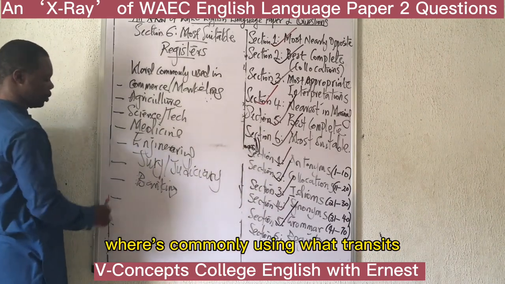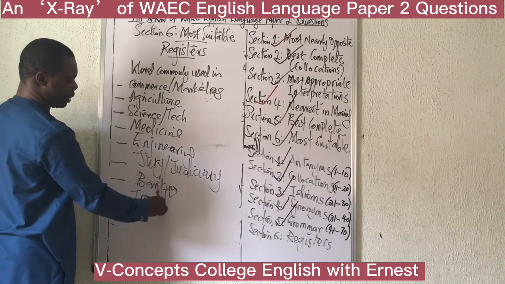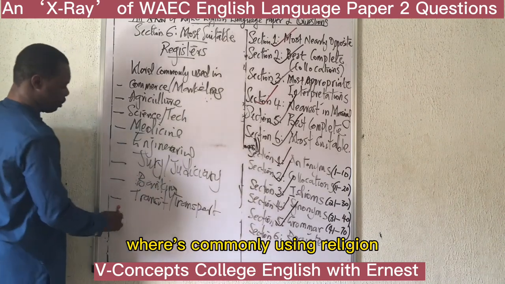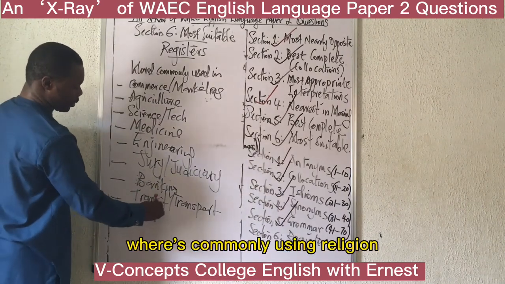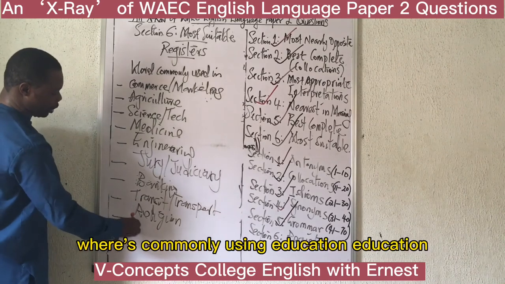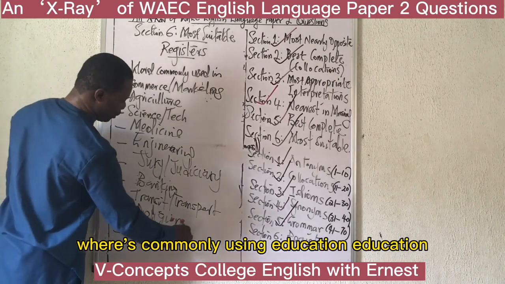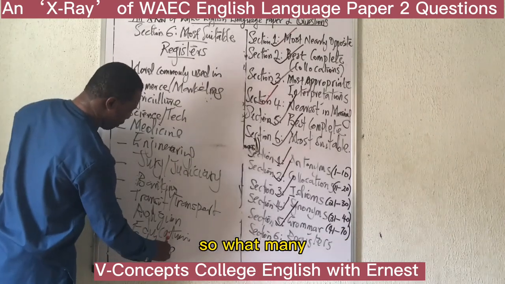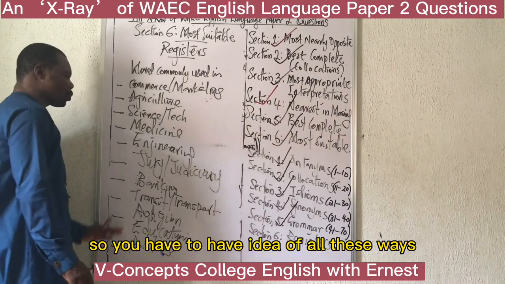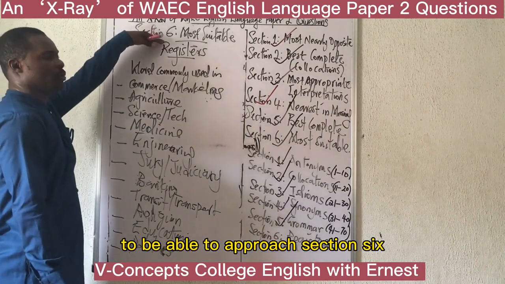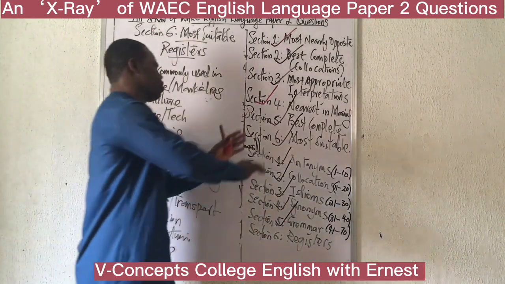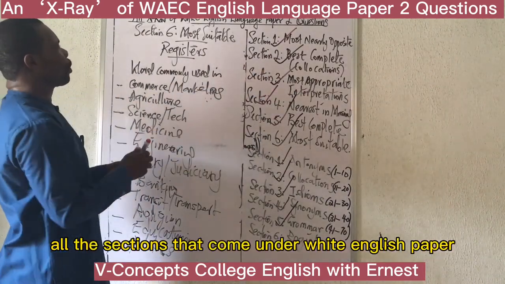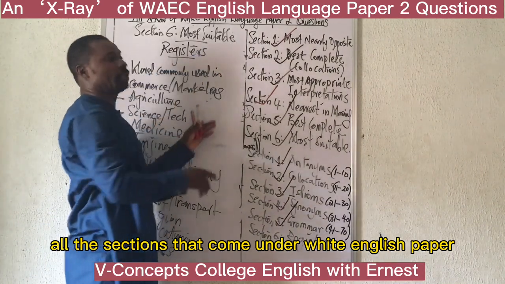Words commonly used in transport, different forms of transport. Words commonly used in religion. Words commonly used in education. Words commonly used in politics. They are so many. So you have to have an idea of all these words to be able to approach section 6. So this is how to X-ray all the sections that come under WAEC English paper 2.